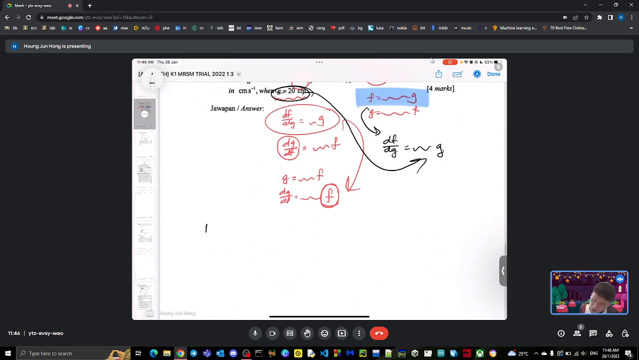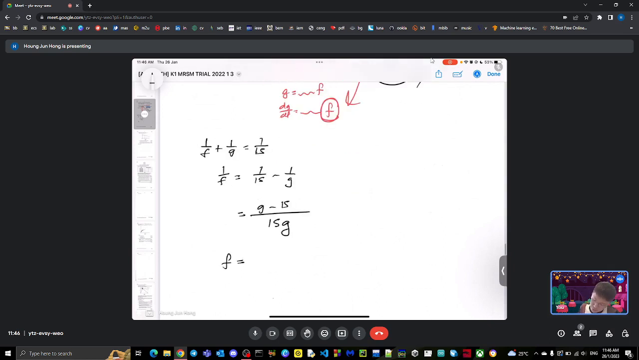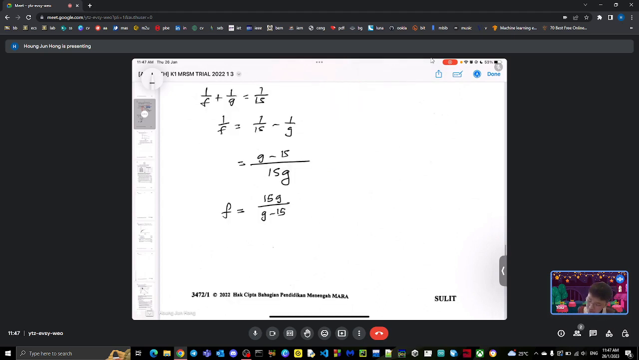So 1 over F plus 1 over G equals 1 over 15. Again, try to move everything to the other side and simplify this. It gives 15g over g minus 15 for the denominator, and F equals just the inverse. So F equals 15g over g minus 15. Now let's try to find the derivative.